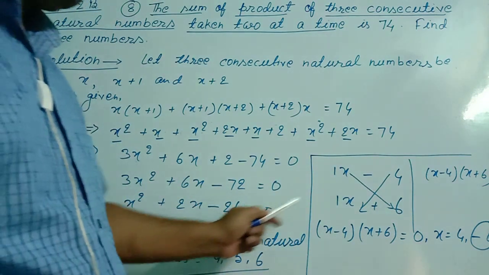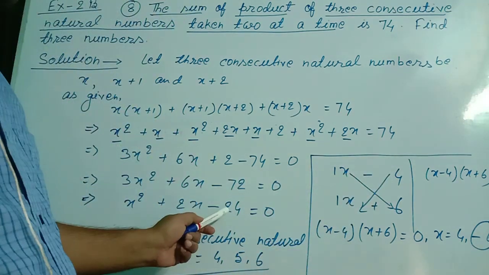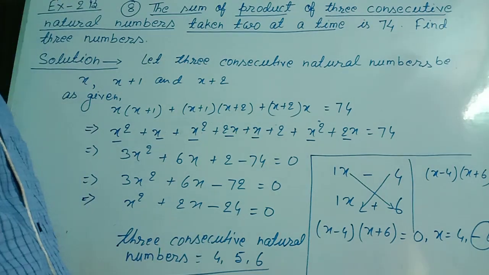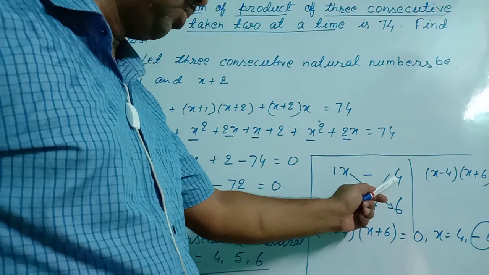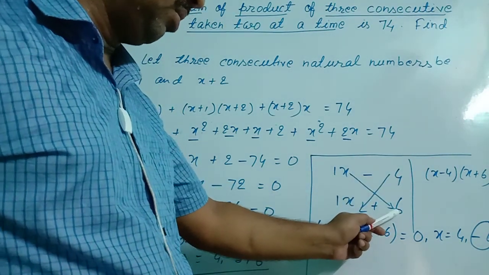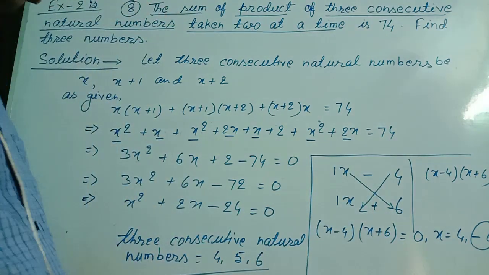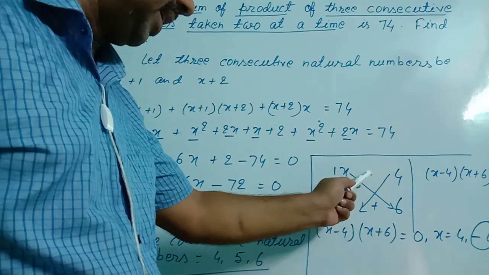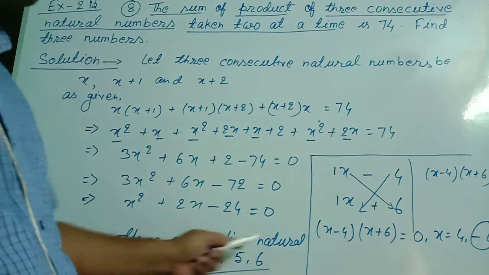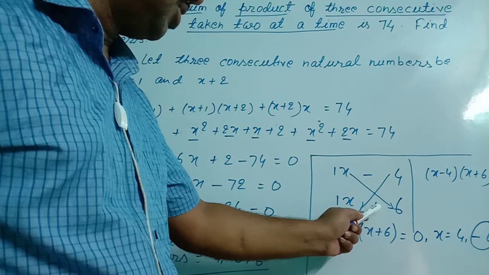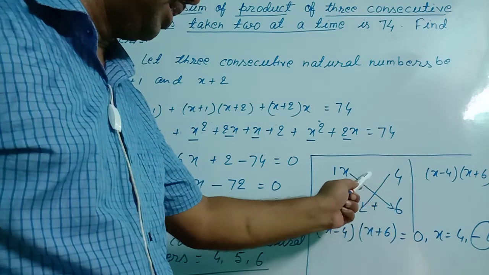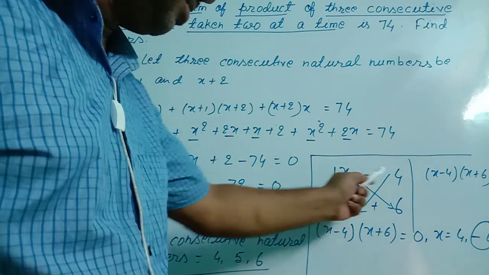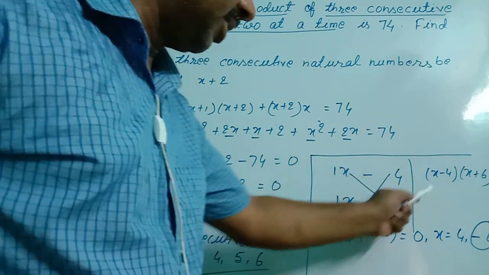And this 24 will be written as we split 4 into 6 equal to 24. I wrote the smaller one up, bigger one down. Then you can understand, if plus 6 minus 4 equal to 2, therefore we will give plus sign with 6 and minus sign with 4. Our factors are ready: x minus 4 into x plus 6.